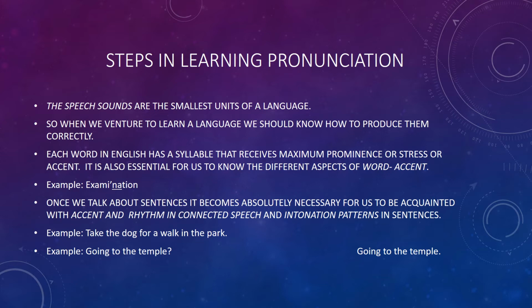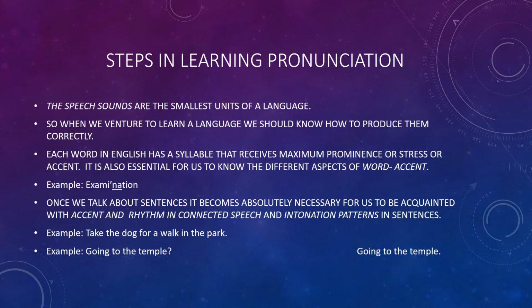And then we come to the rhythm. Rhythm in sentences is the way the stressed syllables occur at regular intervals in them. It is this quality that makes the English language rhythmic. It sounds rhythmic. And we also have intonation patterns in sentences.